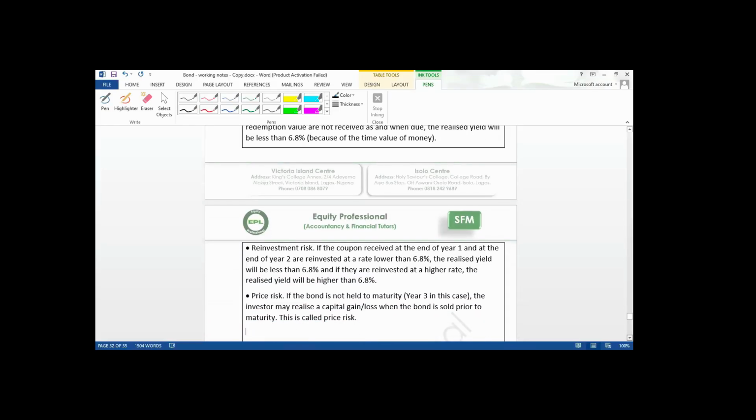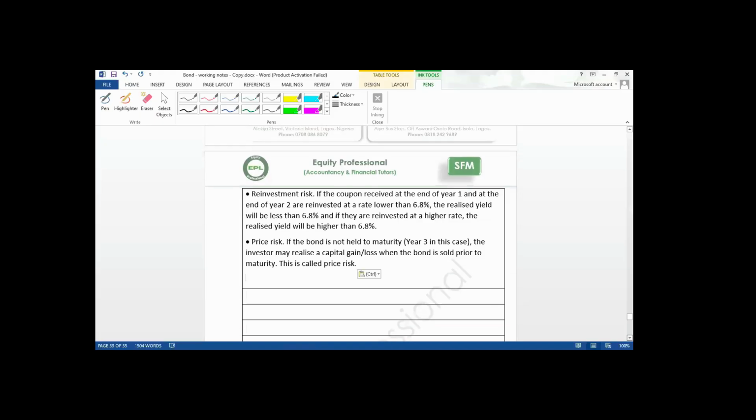Number 3 reason, price risk. If the bond is not held to maturity, the investor may realize capital gain or loss when the bond is sold prior to maturity. This is called price risk. Please note this. We have just 1 minute.